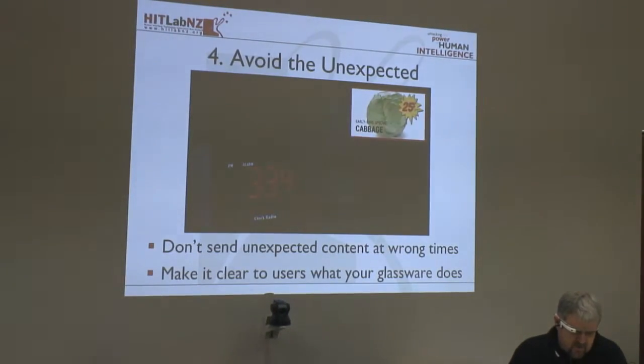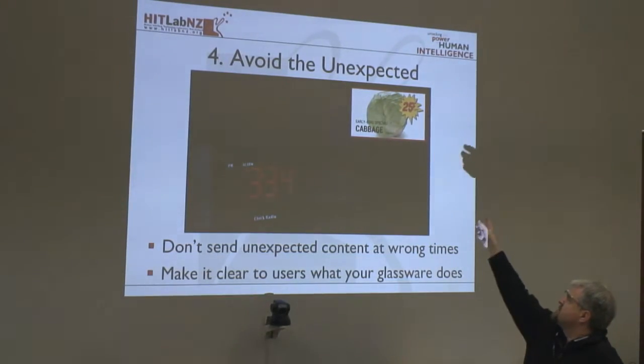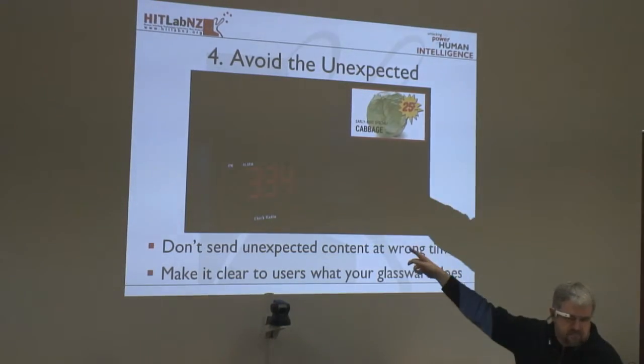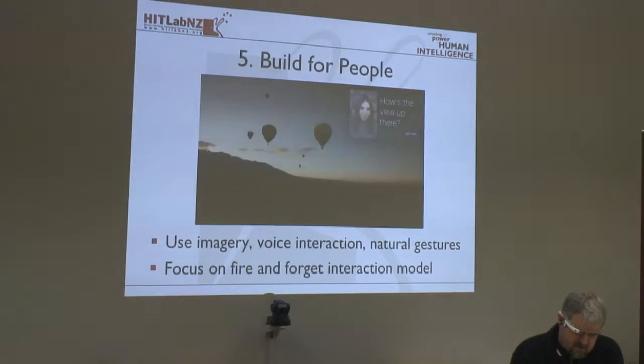Avoiding the unexpected. So now it's 3:30 in the morning, and suddenly an advertising message appears on your Google Glass saying that your cabbages are on sale for special. This is not what you want to get at 3:30 in the morning, because you're either sleeping or you're out with friends. You don't want to see advertising about cabbages. You also want to build for using voice interaction or very natural gestures, and having a kind of fire and forget interaction model. So you tap and you interact and you go away.